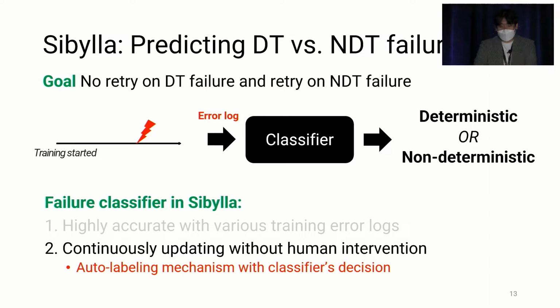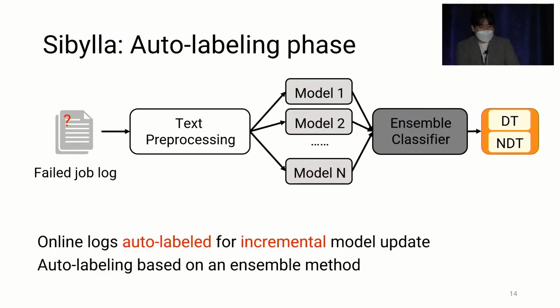Human intervention in updating the model needs a cumbersome process to build a new training dataset with a labeling process. To address this issue, we plug in an auto-labeling mechanism by using the classifier's decision for labeling data. After Sibylla decides whether the failed job is DT or NDT, the classified instance is fed into the training dataset with a label corresponding to Sibylla's decision. This auto-labeling phase makes Sibylla's subsequent training proceed in an online manner.